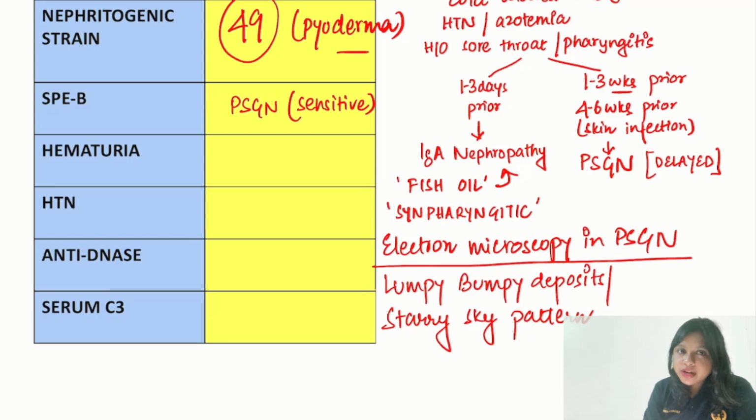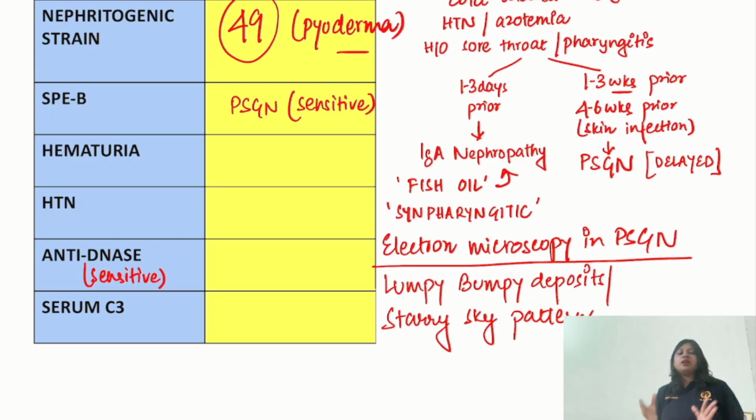Now, next, already I told you that in PSGN you get hematuria, you get hypertension. And in PSGN, we send titers for ASO, anti-streptolysin O, anti-DNase, serum C3, serum C4. Usually serum C3 is low. And among ASO and anti-DNase, which one is more sensitive? The answer will be anti-DNase. So anti-DNase is more sensitive investigation as compared to ASO. So if you have to choose which is better, anti-DNase is better than ASO.